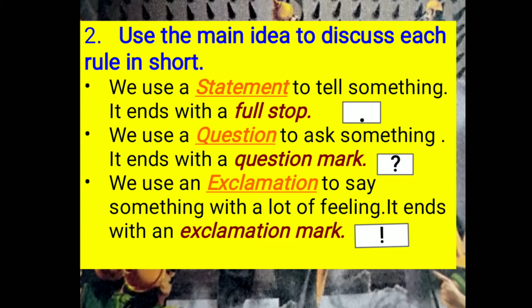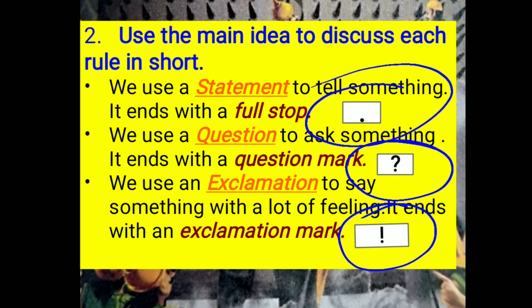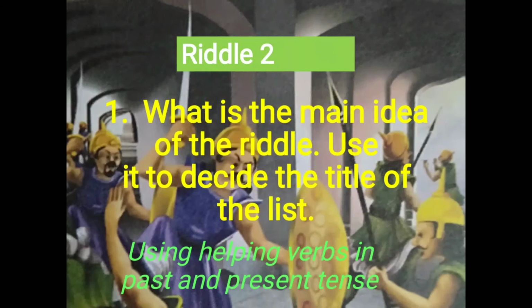If you are happy, you will say, yay, isn't it? If you are sad, you will say, oh, what a pity. You will use all these words, right? So an exclamation is used to say something with a lot of feeling. It ends with an exclamation mark. You can see the exclamation mark here. You can see the question mark here, and also you can see the full stop here. Fine. Okay, let's move towards our riddle 2.